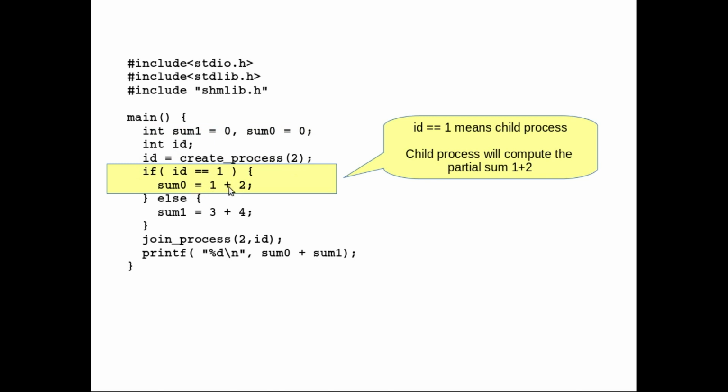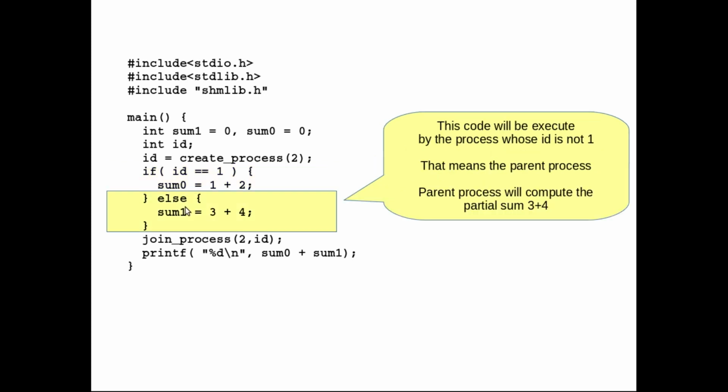Now the process with id equal to 1 will execute this line. So this line will be executed only by the process whose id is 1. As we already know, the parent process has the id 0. So it is the child process which will execute this line. This line will not be executed by the parent process, because for the parent process the id will be equal to 0. So the child process computes the partial sum 1 plus 2, which is 3, and stores it in sum0.